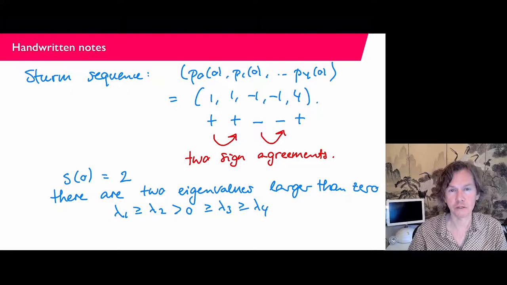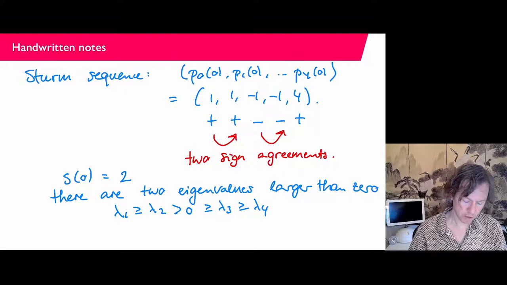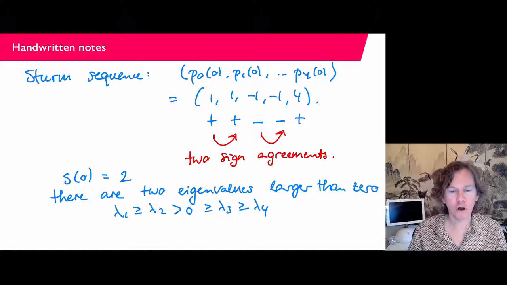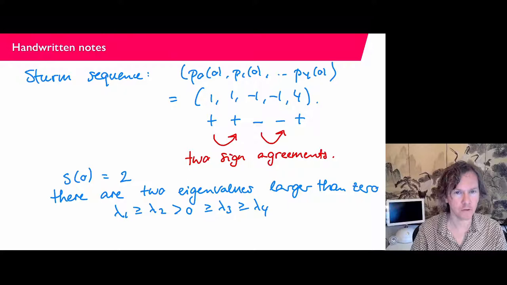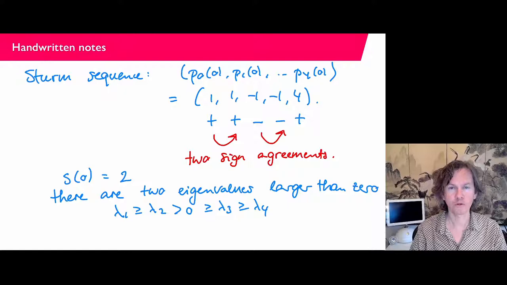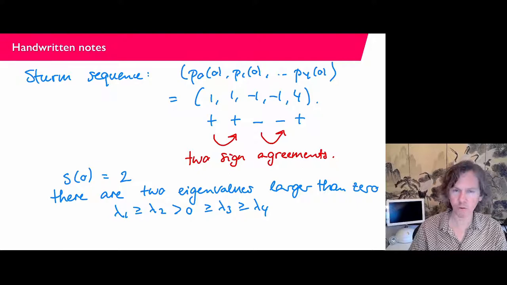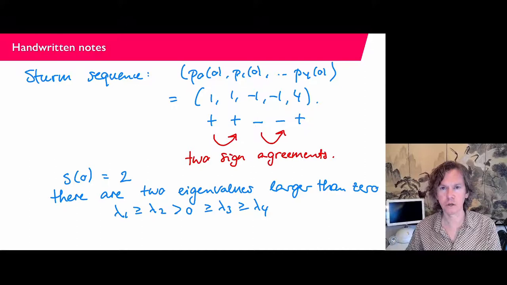So you could check that in MATLAB here. You can also do it by hand. And you will see that indeed there are 2 positive eigenvalues. Okay. So hopefully that makes a bit clear how this Sturm property holds. So the Sturm sequence and then the number of sign agreements gives us some information on the location of the eigenvalues. Now, before I can formulate the numerical method to approximate the eigenvalues, I need one more ingredient, which is bisection. And bisection you have probably seen in a previous course, like Introduction to Numerical Analysis or something similar.